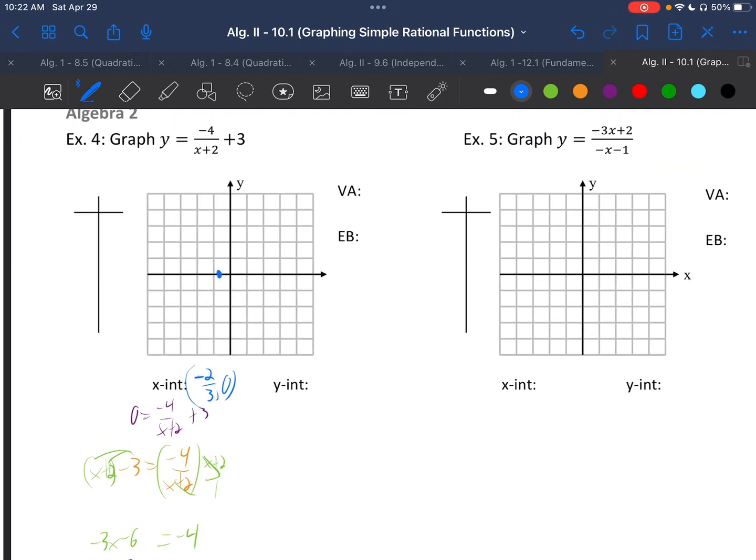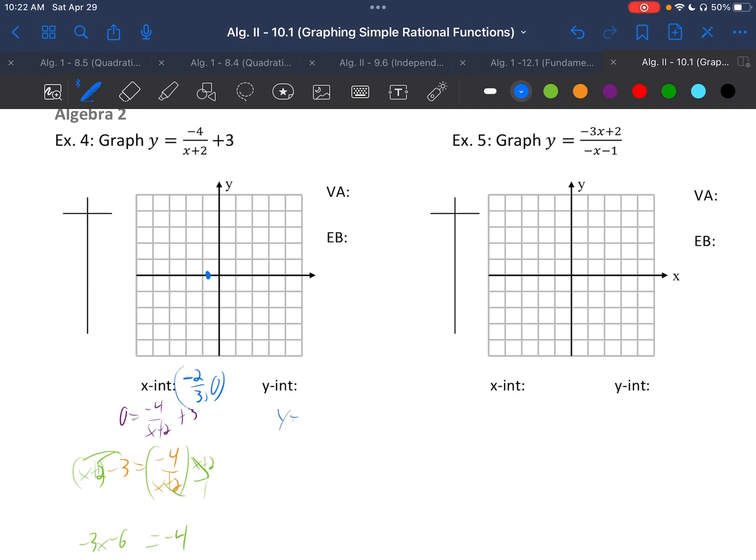The y-intercept is found by making x 0, y equals negative 4 over 0 plus 2, plus 3. Well, 0 plus 2 is 2. Negative 4 divided by 2 is negative 2. Add 3 to it, and you get y equals 1. So you end up having the y-intercept (0, 1), because we did make x 0.